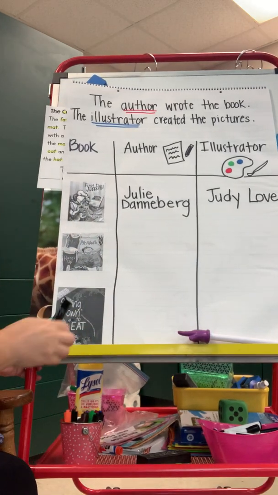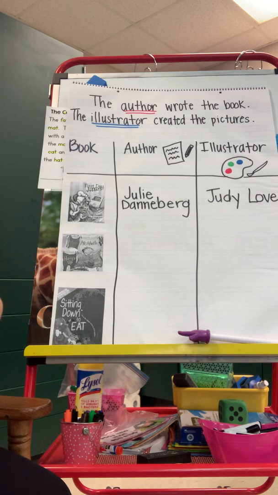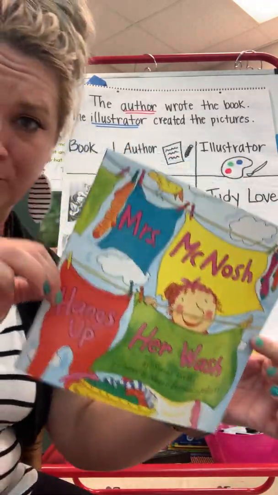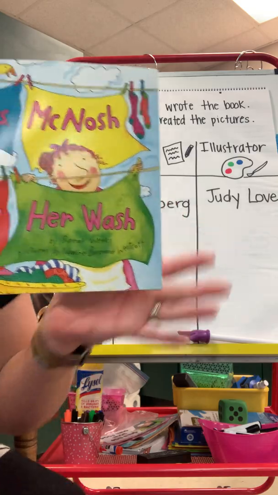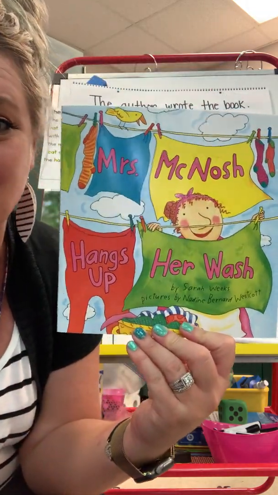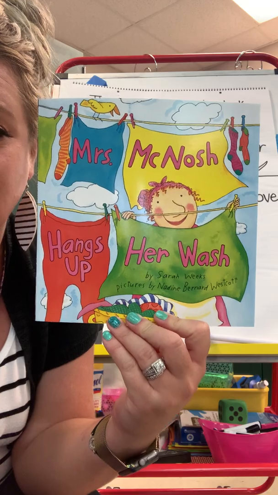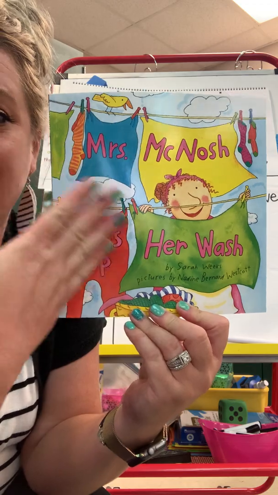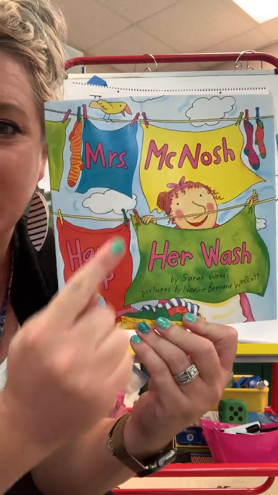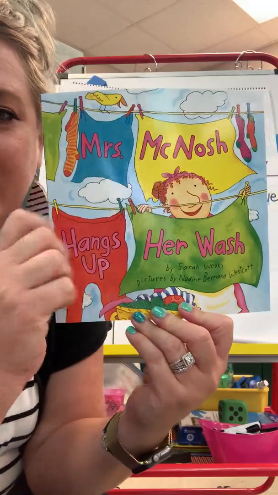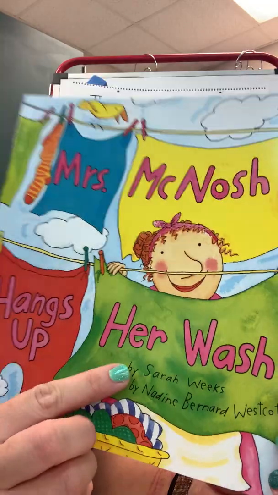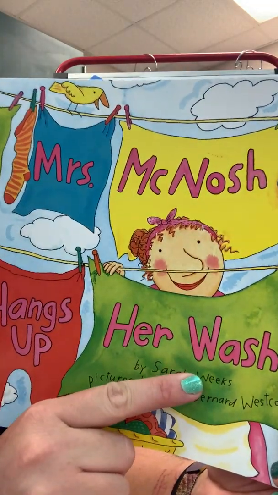All right, so let's look at our next book. Mrs. McNosh Hangs Up Her Wash. My printer printed it in black and white, but that's okay because I have the book right here. So this was a super funny and silly story for our rhyming unit of our interactive read-alouds. So again, on the front cover, we have the title, Mrs. McNosh Hangs Up Her Wash. And then again at the very bottom, you will see it says, by Sarah Weeks.